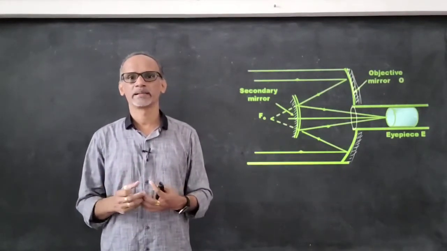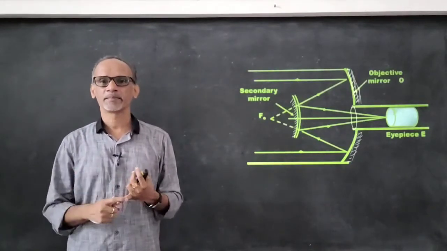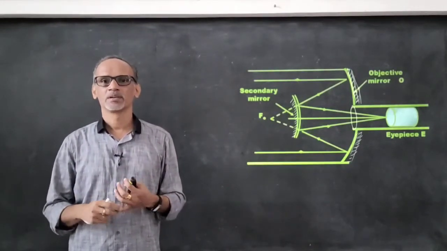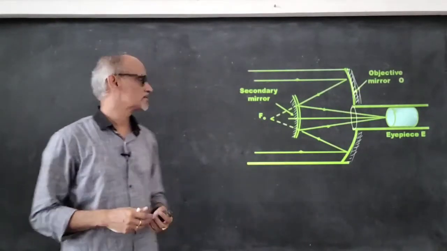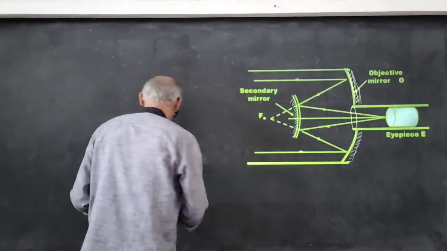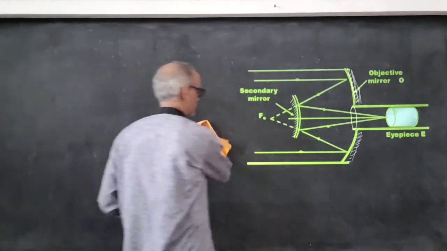So, the Cassegrainian telescope is a reflecting type of telescope in which we use a mirror and a lens. Mainly mirror, because it works on the principle of reflection.